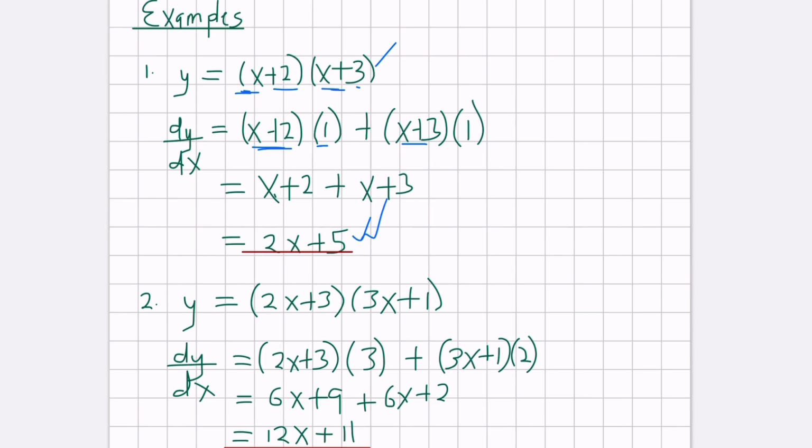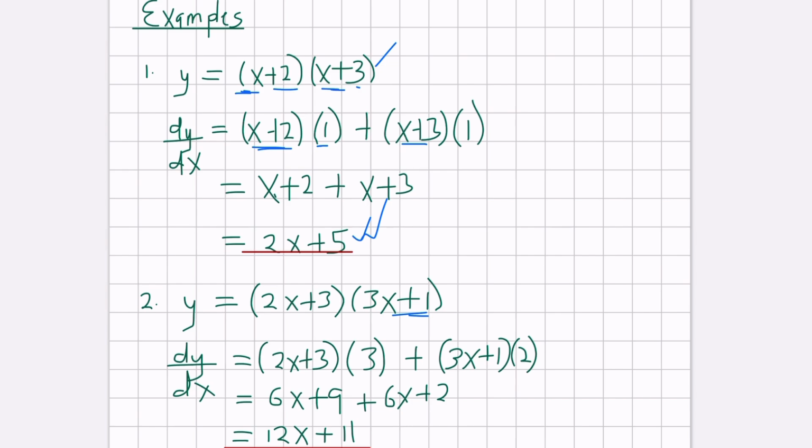Make sure that you understand this. This is just simple concepts that we have got to keep in mind. So let's move on now to the second example that we have. The second example is saying differentiate y equal to 2x plus 3 multiplied by 3x plus 1, which is this one.